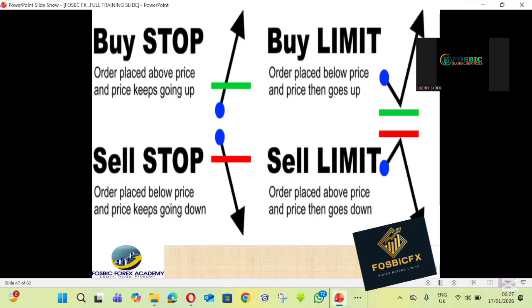So these are the four types of pending orders. Buy stop and sell stop are the stop orders. Buy limit and sell limit are the limit orders.